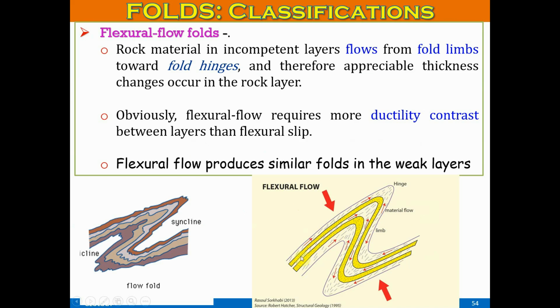From the limbs, the incompetent material will move towards the hinge, and in this way it will make the hinge thicker compared to the limbs. So the limbs will be thinner because the material from the limbs will go to the hinge portion, and it will create flexural flow folds. So flexural flow produces similar folds in the weak layers. I have discussed what a similar fold is in the very first slide.